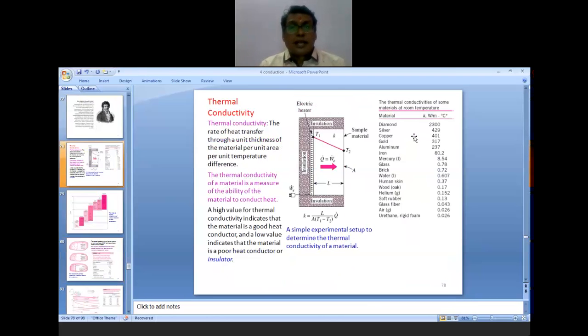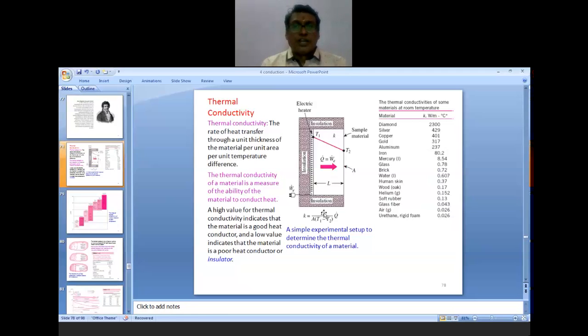Then, this is the rate of heat transfer through a unit thickness of material per unit area per unit temperature difference. Now the K, thermal conductivity, how is that defined? The same Q, which is equal to KA delta T upon L. I am writing this now in terms of K. So this K is defined as the rate of heat transfer Q through a unit thickness of material, that is L, or you can say delta X also, the distance between the two ends.